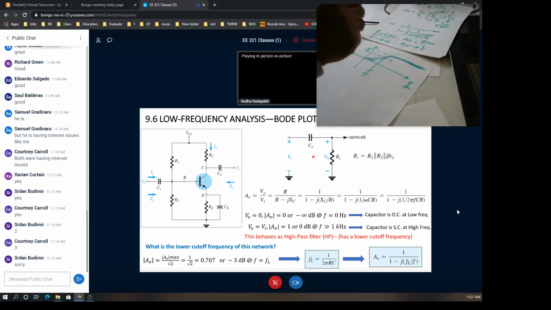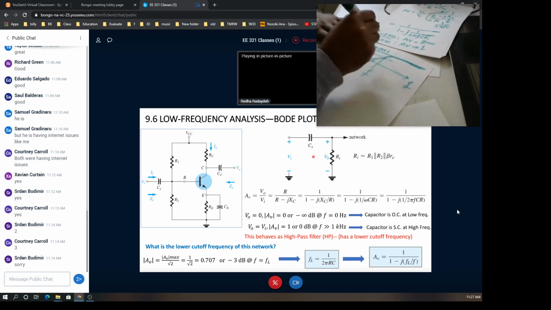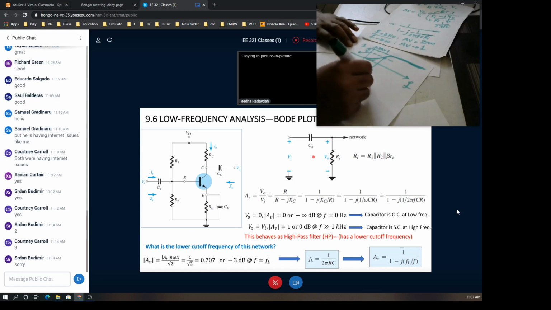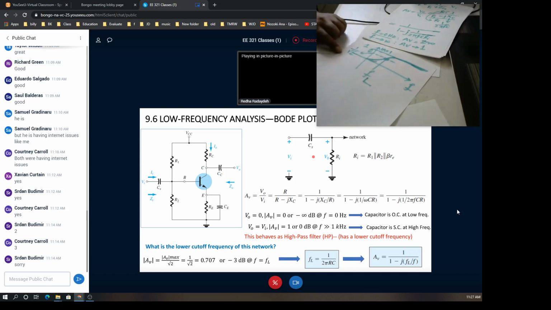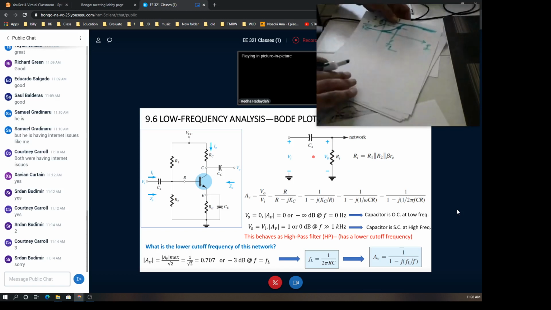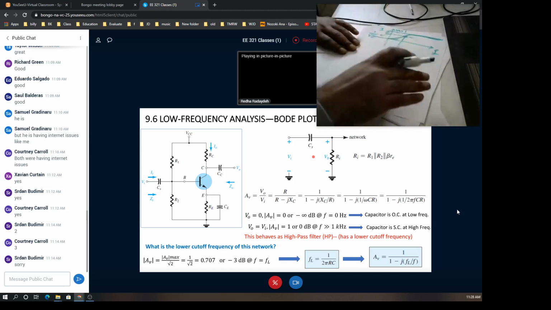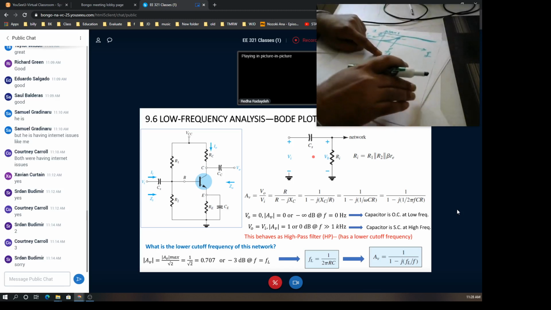Okay. So the maximum gain AV magnitude value is 1, and at the lower cutoff frequency of the high pass network, the gain would be 1 by square root of 2 times the maximum, which is 1 by square root of 2 times 1. Okay, 1 by square root of 2 of the maximum. Now the objective is to find this cutoff frequency. Why do we have here a lower cutoff frequency?